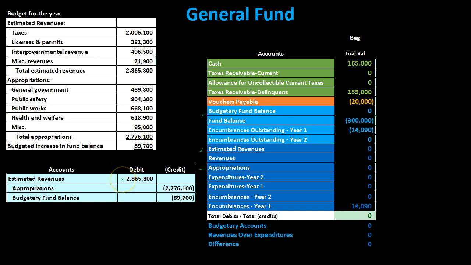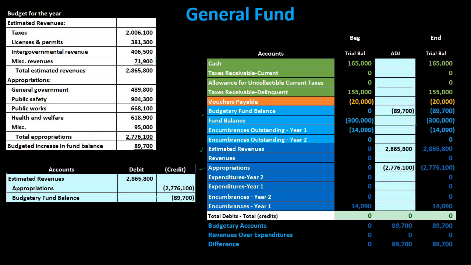We're going to say estimated revenues, debit, credit the appropriations, the difference, the revenue estimated over the appropriations estimated outflows, expenditures, allocations, giving us that estimated kind of net income, which would be posted to the made up equity account that we made, which is the budgetary fund balance.